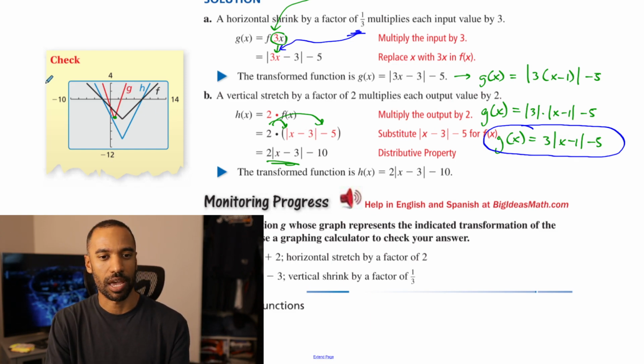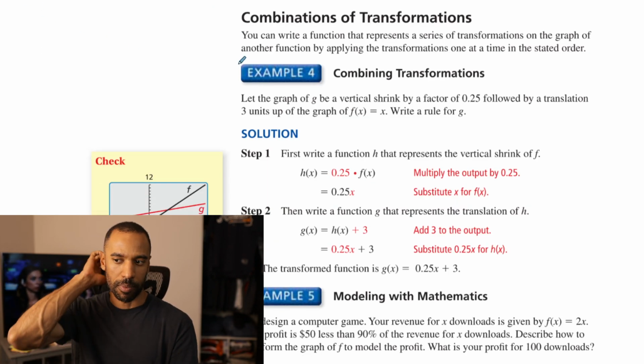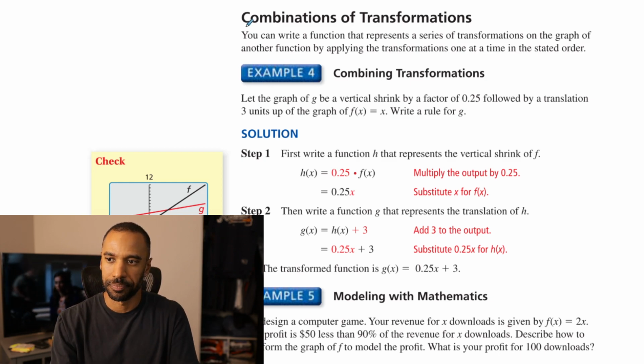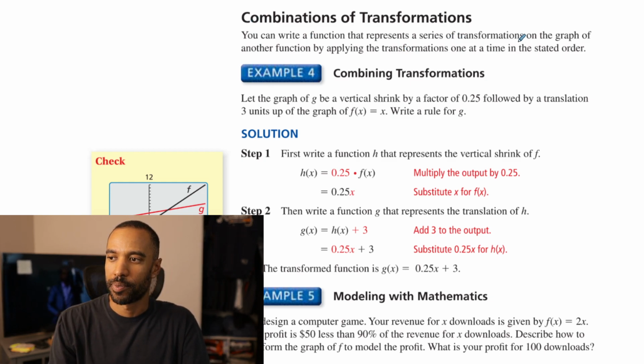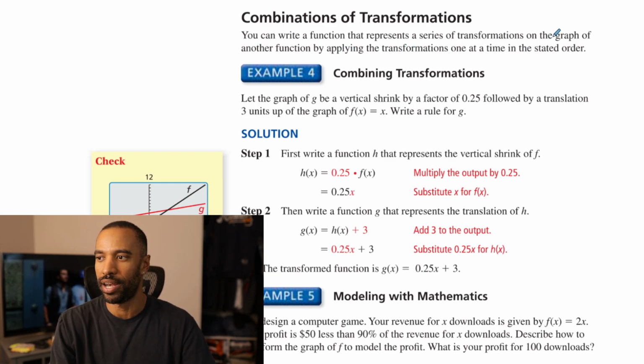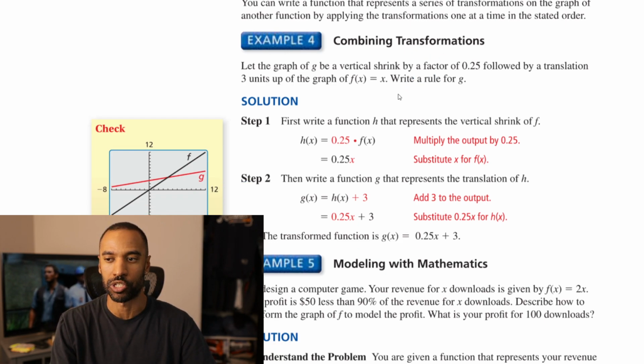Okay, I spent a lot of time on this problem. Let's go ahead and move forward and see what else they have to talk about. Combinations of transformations. So we're going to do multiple together. Stretches, shrinks, reflections, translations, whatever. You can write a function that represents a series of transformations on the graph of another function by applying the transformations one at a time in the stated order. Really, it's order of operations, but whatever they ask you to do.